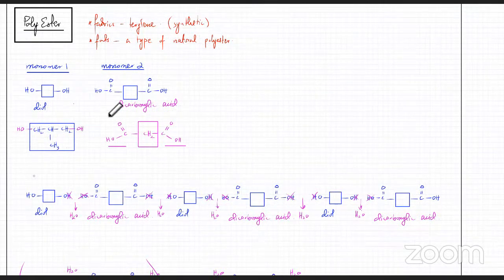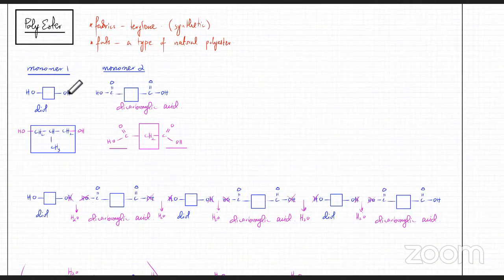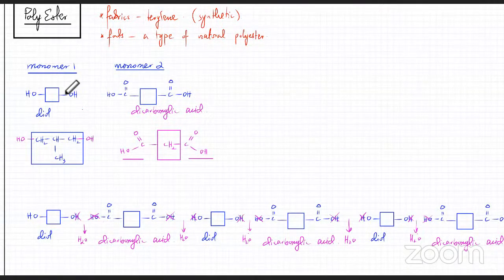Polyester mein kya hota hai? You have a molecule, a box that represents the molecule. It could be any molecule, it could be a carbon, it could be anything. We don't care about what's inside it. So the box represents whatever the molecule is. But the property of the molecule is that it's going to have two OH groups on both sides. That's a diol. And there's going to be a second monomer. The second monomer will have a carboxylic acid on both sides.